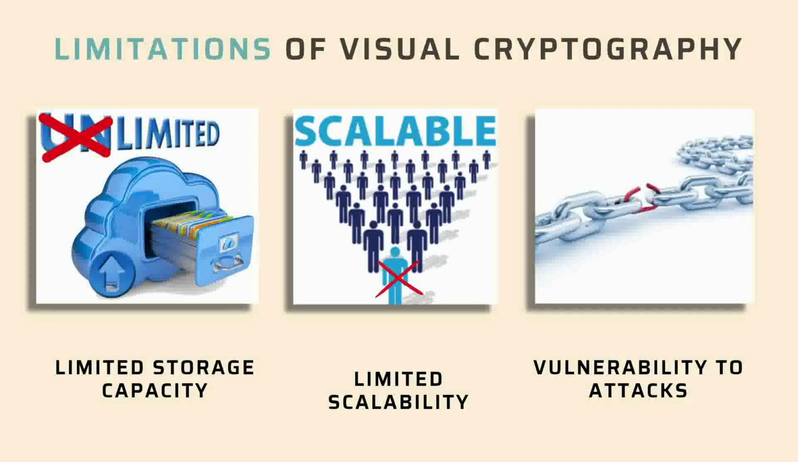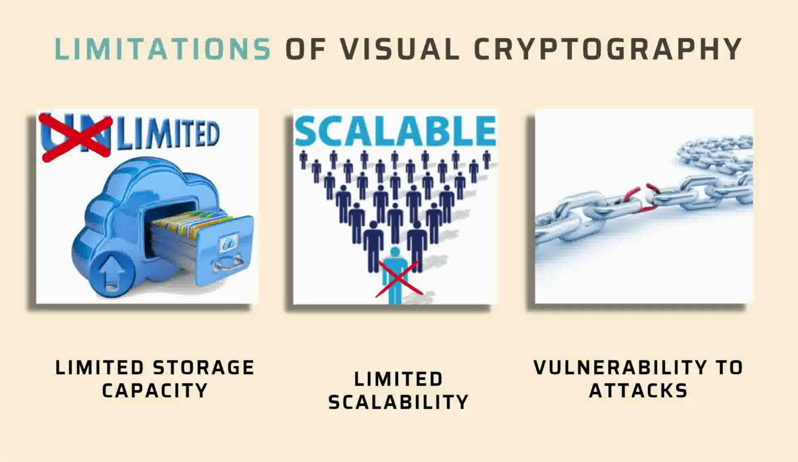Here are some limitations of visual cryptography. First, it has a limited information storage capacity compared to other encryption methods. This is because visual cryptography relies on the distribution of shares, and the more shares required to reconstruct the original image, the larger the file size becomes. This can make it challenging to use visual cryptography to encrypt a large amount of data. The second limitation is that it is not very scalable, meaning that it may not be practical for large-scale applications. For example, distributing shares to a large number of users can become very complex and time-consuming, making it difficult to implement on a larger scale.